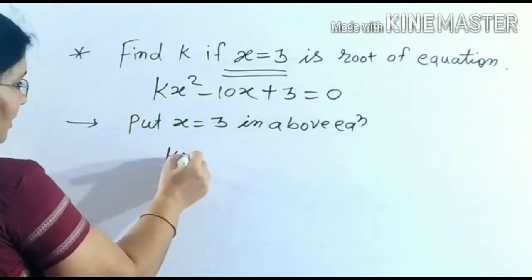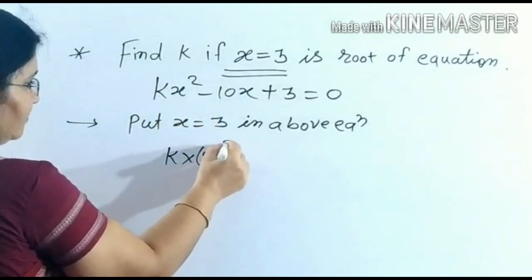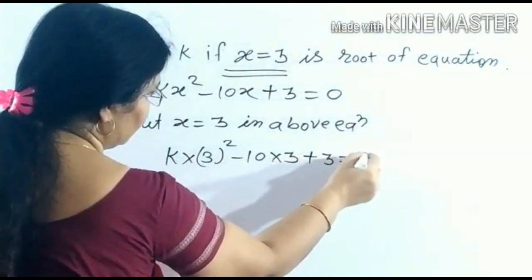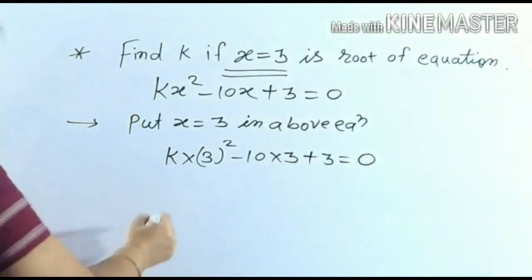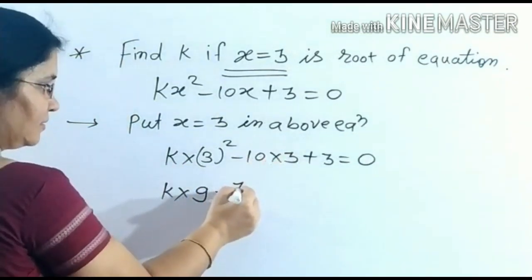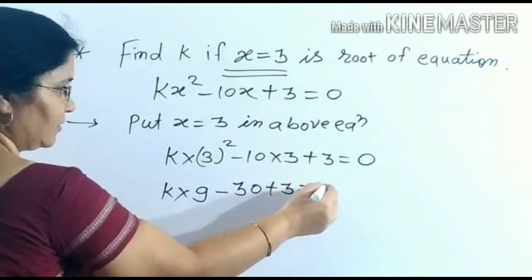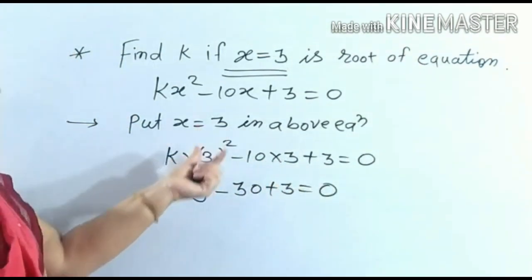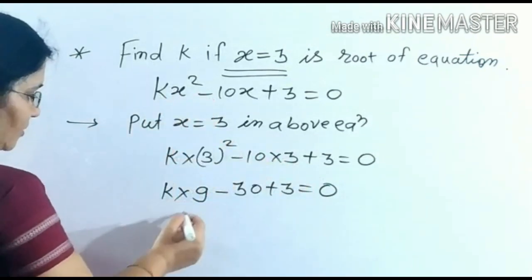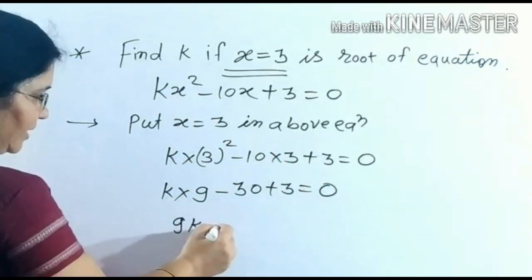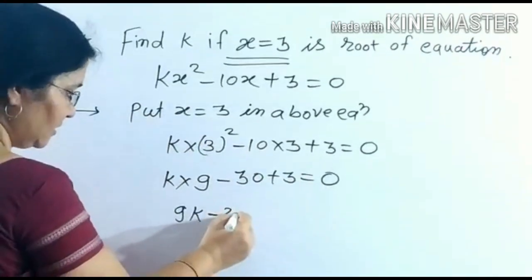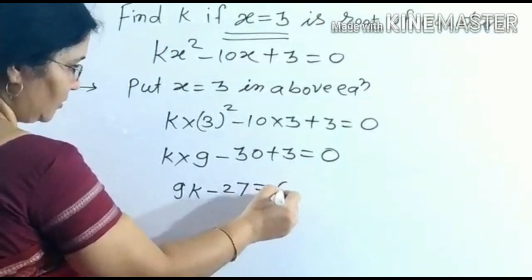Put in this, k into 3 square minus 10 into 3 plus 3 is equal to 0. K into 3 square is 9, minus 10 threes is 30, plus 3 is equal to 0. Everywhere where x is present, I have kept the value as 3. K into 9 is 9k, minus 30 plus 3. Minus 30 plus 3, the subtraction is minus 27. That is equal to 0.